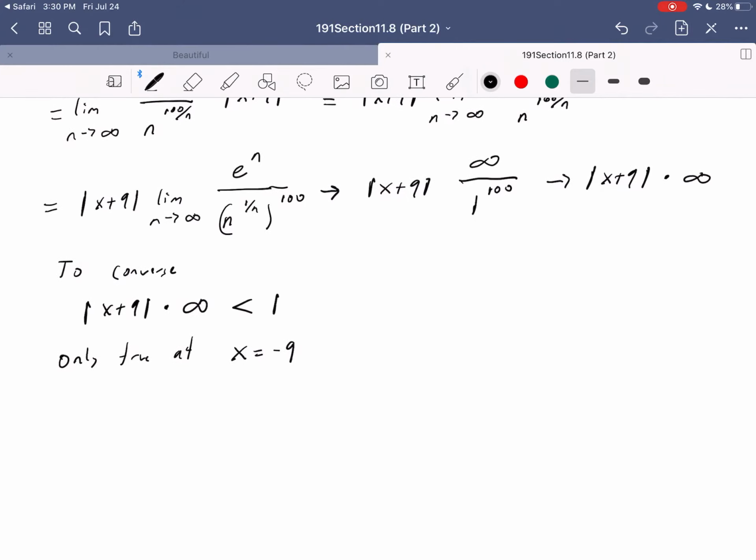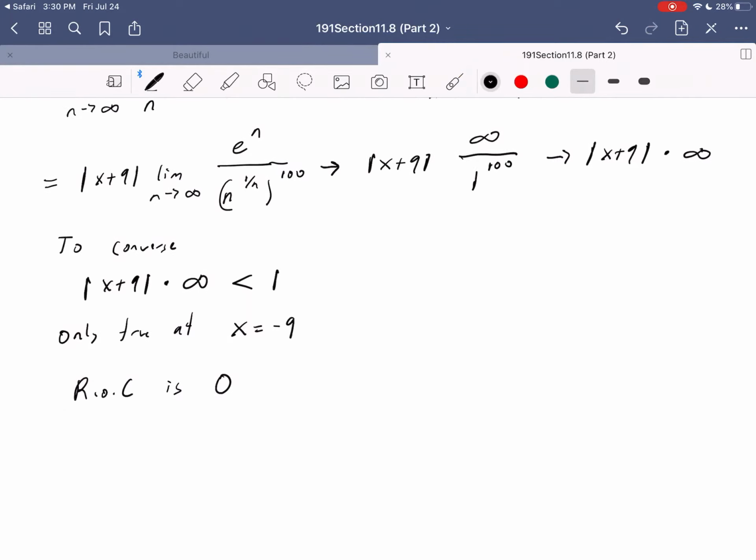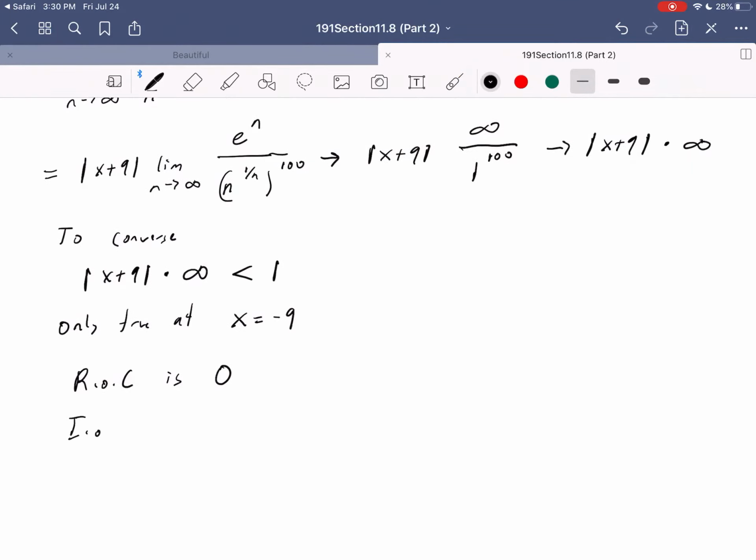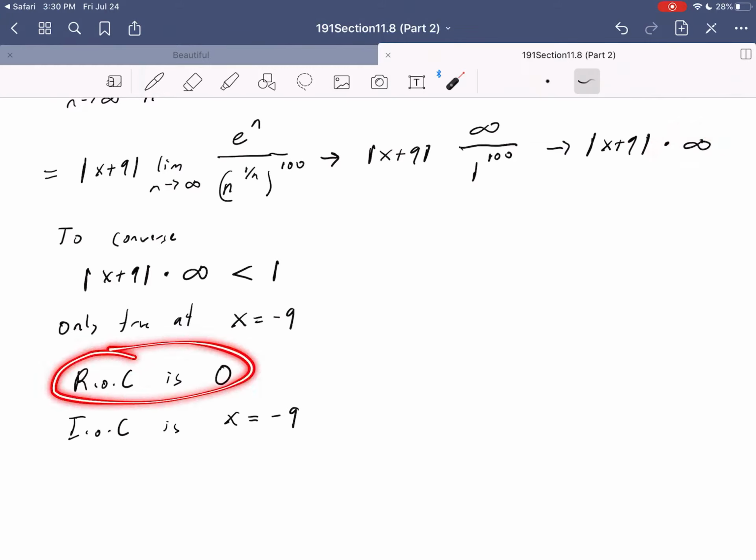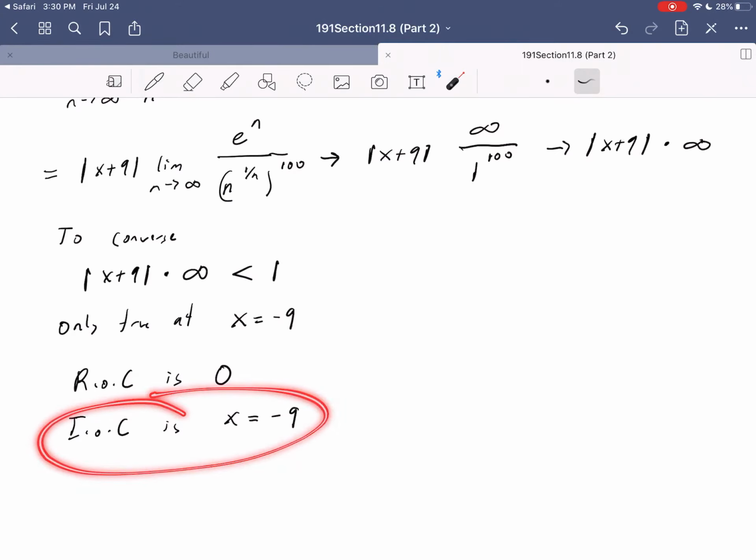So what does that tell us? Well, it tells us the radius of convergence is 0, we cannot go any units from our center and maintain convergence, and our interval of convergence is just simply the single value x equals -9. So notice that when we get a limit of infinity there, that means it's going to have a radius that is 0, and the interval is just going to be the center value.